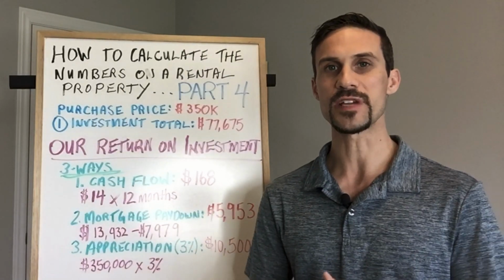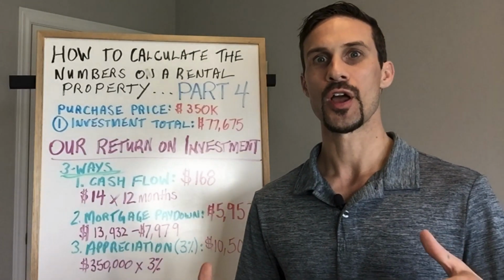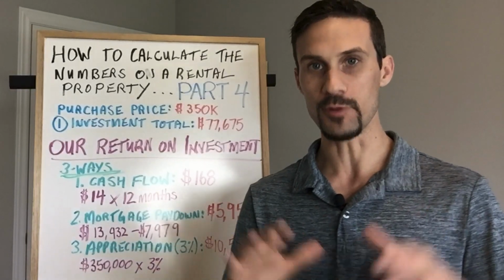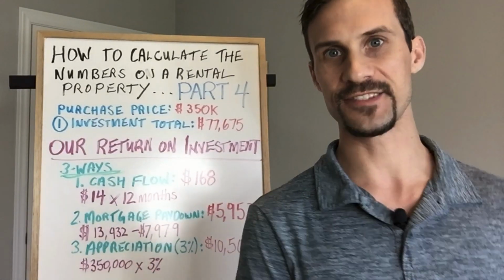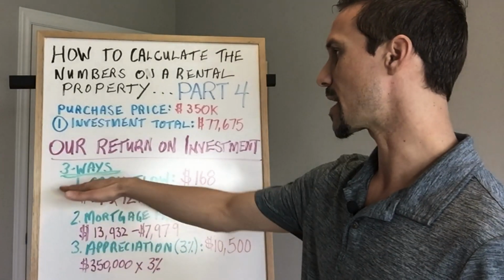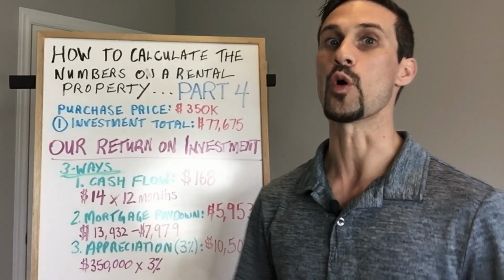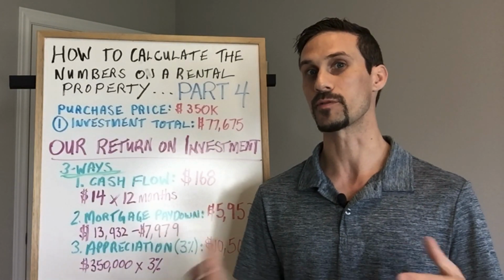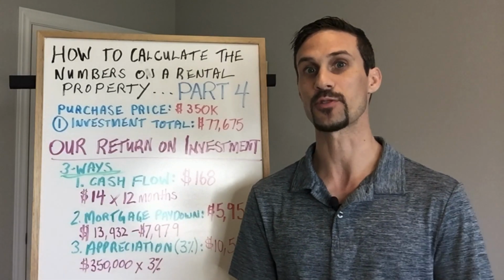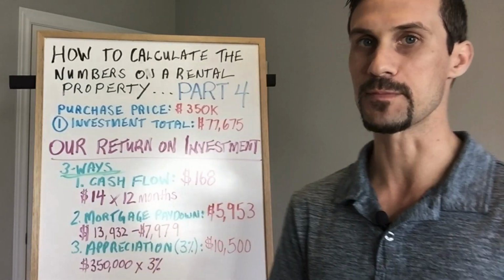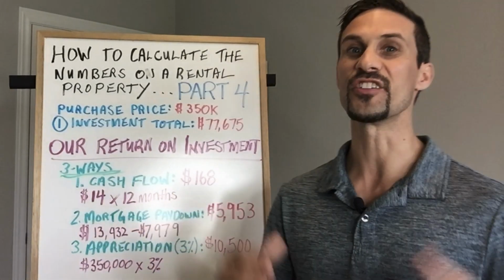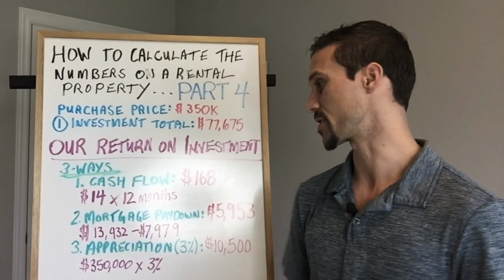So there's actually 3 components that play into your total return on investment. And we talked about number 1 in the last video in part number 3. We said the first one would be your cash flow. $14 a month is what we would be bringing in as extra into our bank account. Well, what is that times 12 months? That gives us $168 per year.